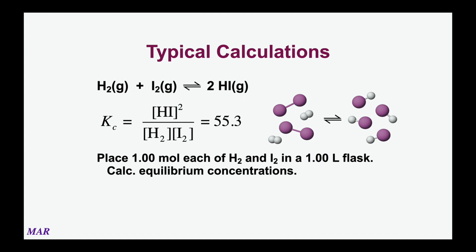That means product favored. So when we go through the calculations here in a little bit, at the end, we should end up with more HI than we have H2 and I2. H2 and I2, the concentrations will be going down, and the HI concentration will be increasing. At the end, though, H2 and I2 will not be 0. They're going to be some small number, but they will go down as HI is made. And at the end, we should end up with more HI than we have H2 or I2.